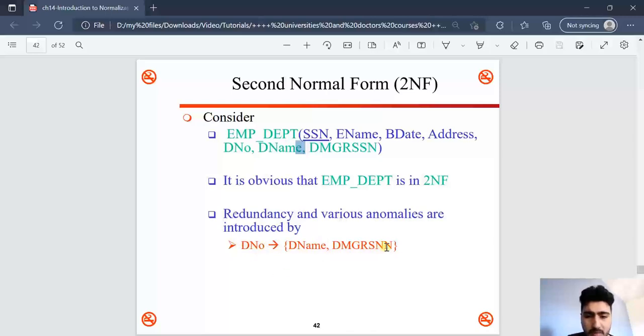Also, here we can separate all these attributes into a separate relation, and get rid of the redundancy and various anomalies that are introduced by this functional dependency. So employee department is in 2NF, but it may also have redundancy problems. Why is this relation in 2NF? Because it is in 1NF, and non-prime attributes depend fully on the primary key.